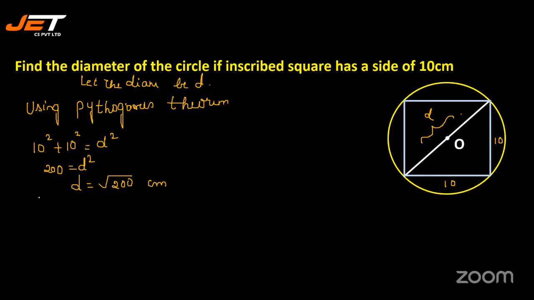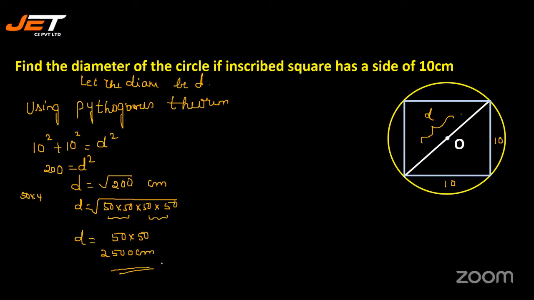Okay, so 200 is 50 into 4, isn't it? Am I right? So D is equal to root of... So two numbers will become 1. Another two numbers will become 1. So it is 2500 centimeter. Now what is it they're asking? They're asking us only the diameter. So it is 2500. If the radius is asked, then 2500 by 2.